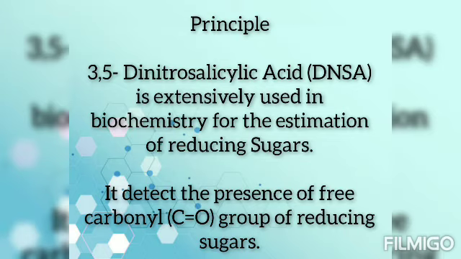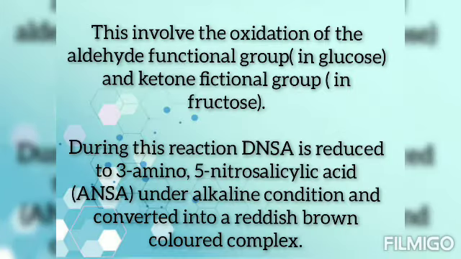3,5-dinitrosalicylic acid, that is DNSA, is extensively used in biochemistry for the estimation of reducing sugars. It detects the presence of free carbonyl group of reducing sugars. These involve the oxidation of the aldehyde functional group in glucose and ketone functional group in fructose. During this reaction, DNSA is reduced to 3-amino-5-nitrosalicylic acid, that is ANSA, under alkaline condition and converted into a reddish brown colored complex.